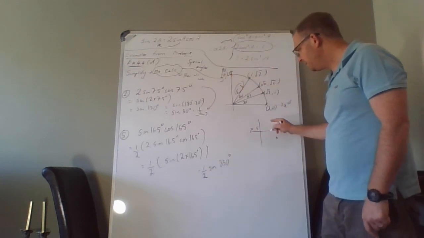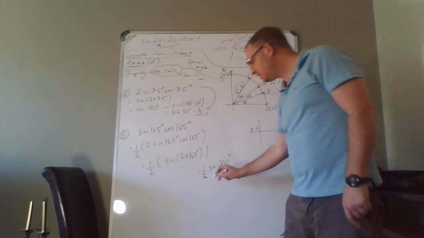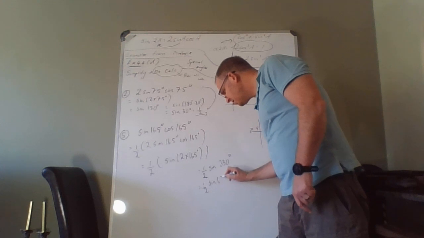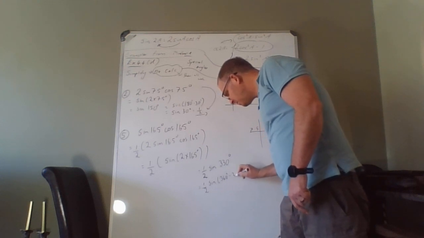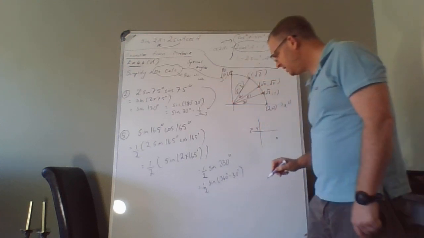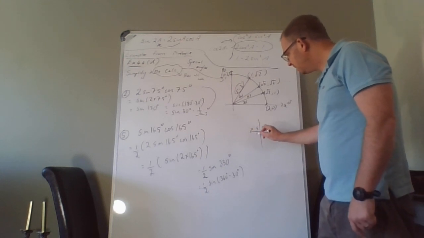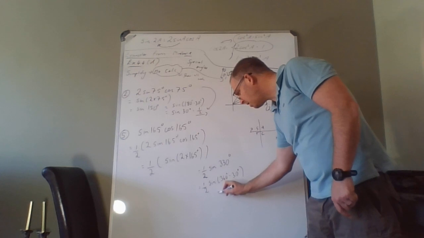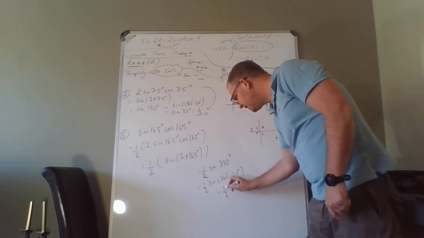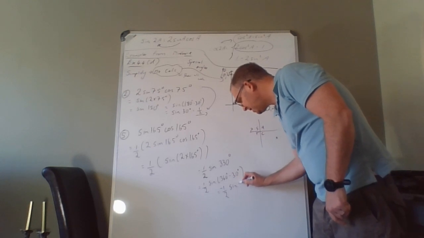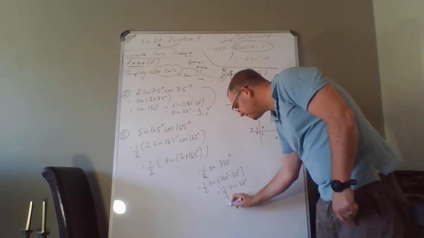The question said without a calculator, so you've got to get it to a special angle. 330 is in quadrant 4, so I can write it as 360 minus something. So it's going to be a half sine of 360 minus 30, which gives us 330. What happens to sine in quadrant 4? Well, the only thing that's positive is cos, so it's going to become negative. I'm going to take out the negative and put it over there: negative a half sine 30 degrees.